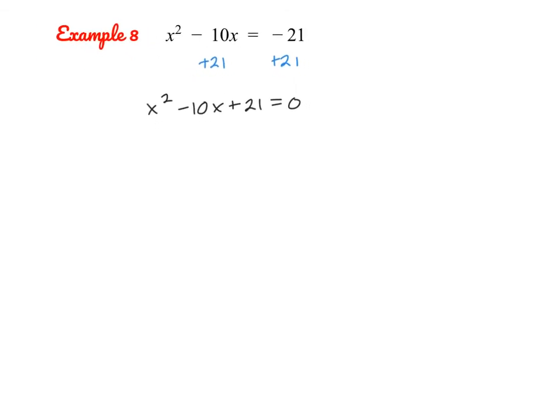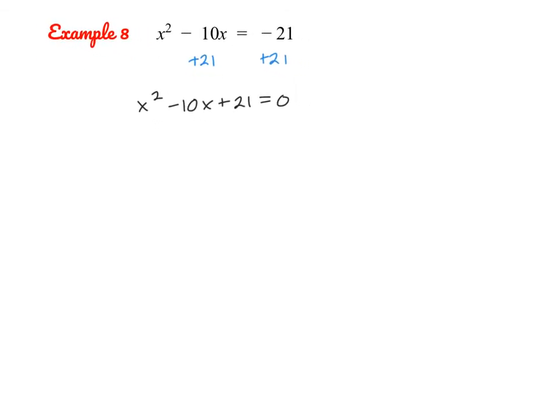When I'm doing a quadratic formula problem, I like to list out what my a, b, and c values are. So I see here that a is 1. A is always the coefficient of x squared. B here is negative 10, which is always the coefficient of x. And c is 21. So now all we need to do is plug it into our formula.